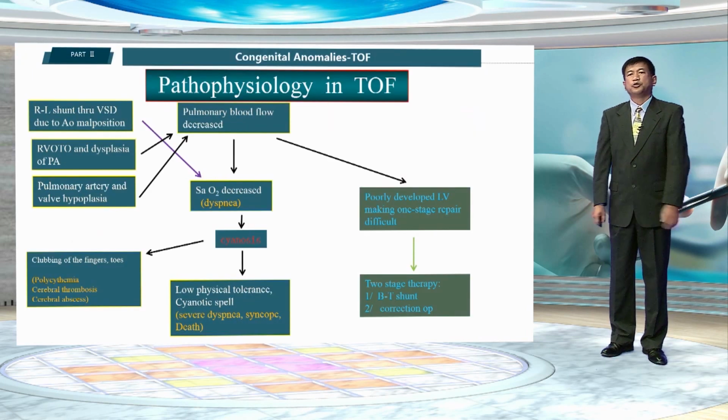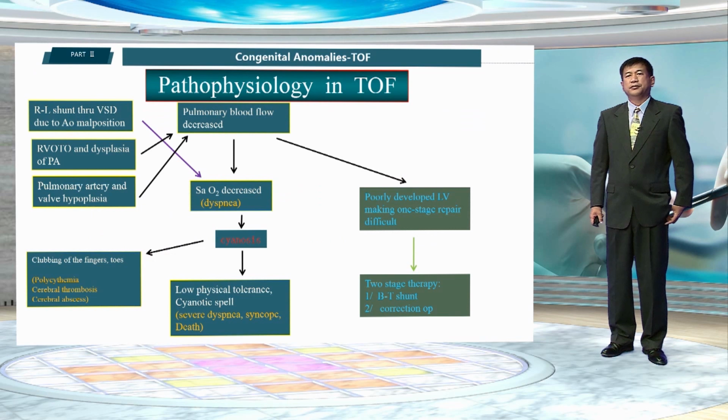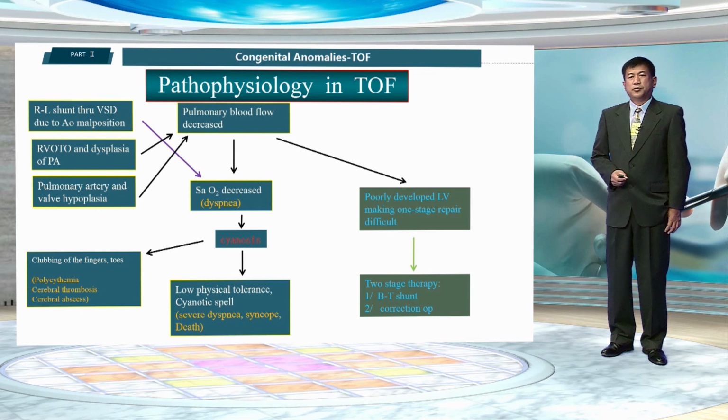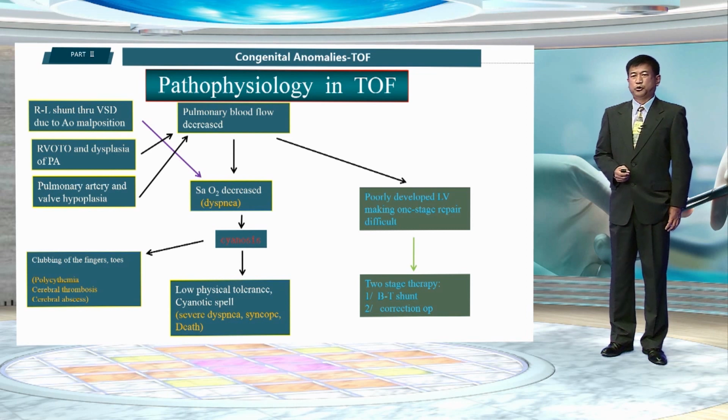And this slide shows the pathophysiology in tetralogy. You see, the patient's oxygen saturation is decreased due to the right ventricular outflow tract obstruction and dysplasia of the pulmonary artery. Also, right to left shunt through the VSD exaggerates the decrease of oxygen saturation. So the patient will have cyanosis.